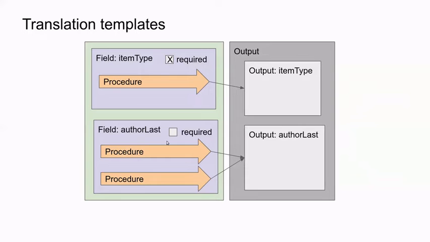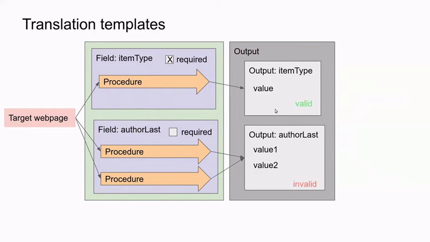Each field then produces an output. So inside this template, we have a field for item type, which outputs an item type output. Or we have a field for author last, and that field outputs an author last output. So let's go with a specific example. Let's say we have a target web page, like the one I showed in the slide before. This target web page is processed by each of these procedures, and an output comes out of it. So for example, for item type, we might get one value coming out from this procedure, and we can have, for example, multiple values coming out from these two procedures for the author last field. And these values can be either valid or invalid for the field.